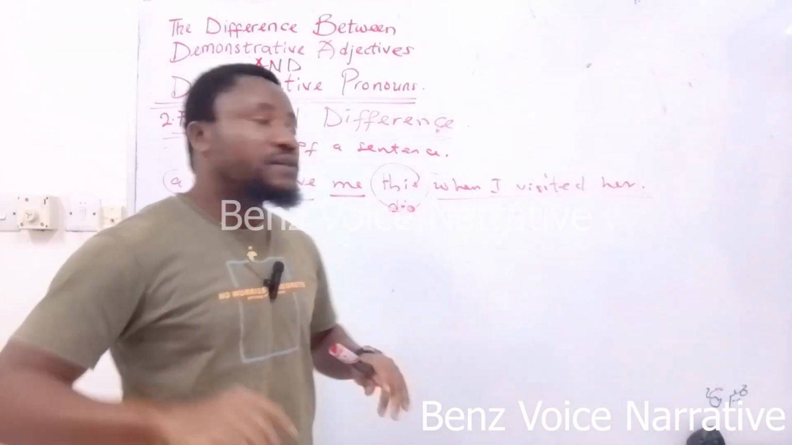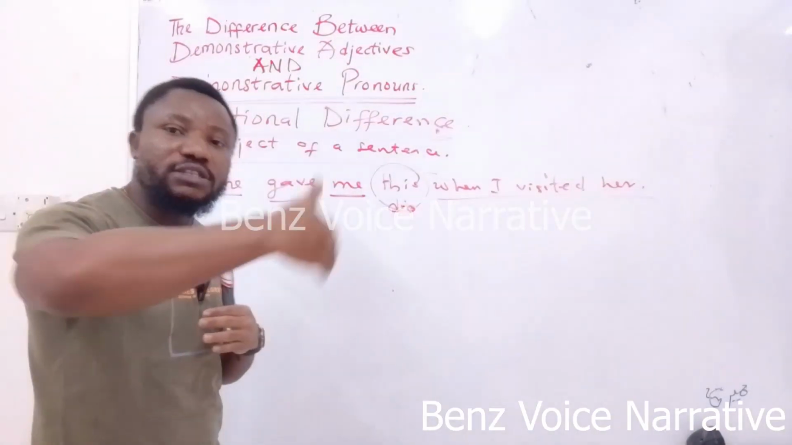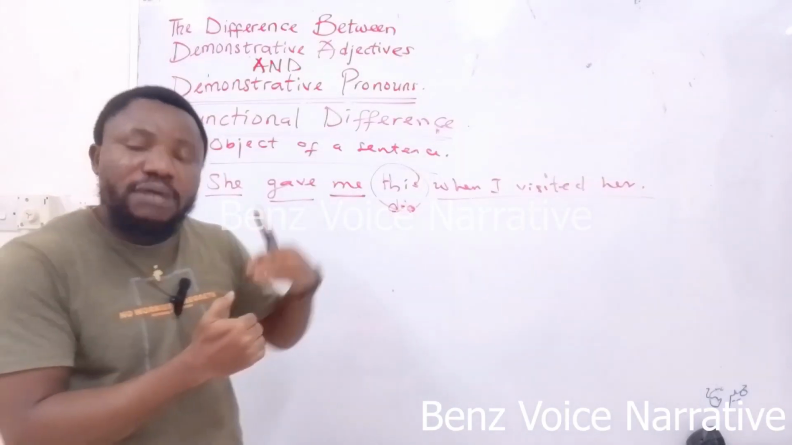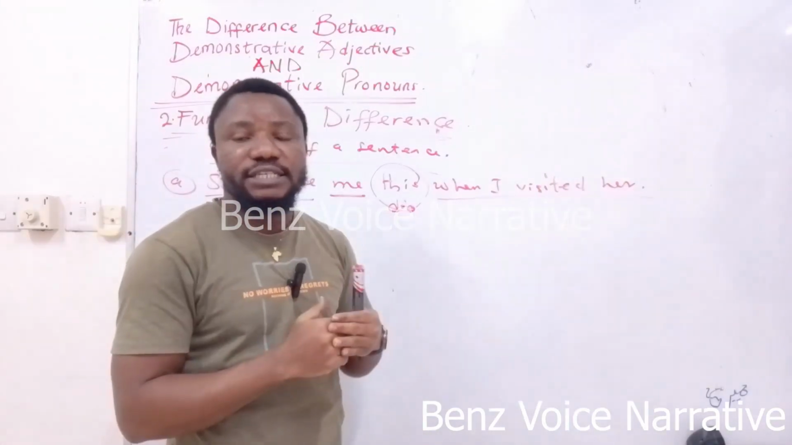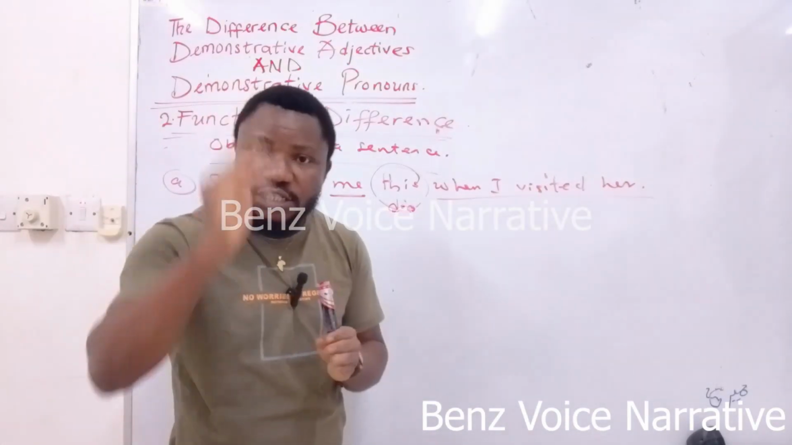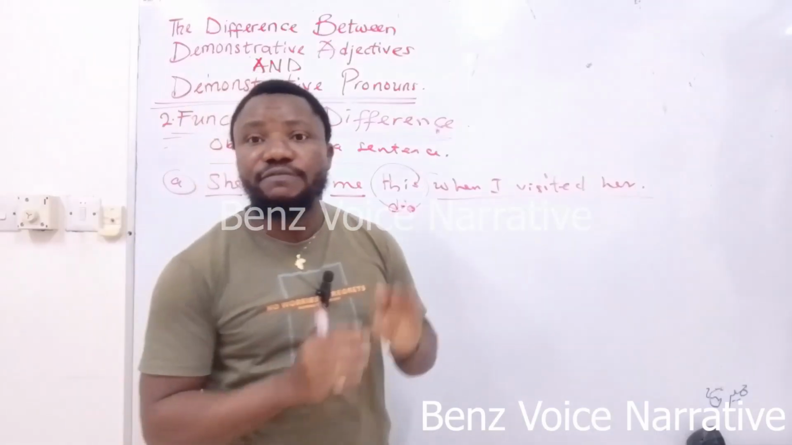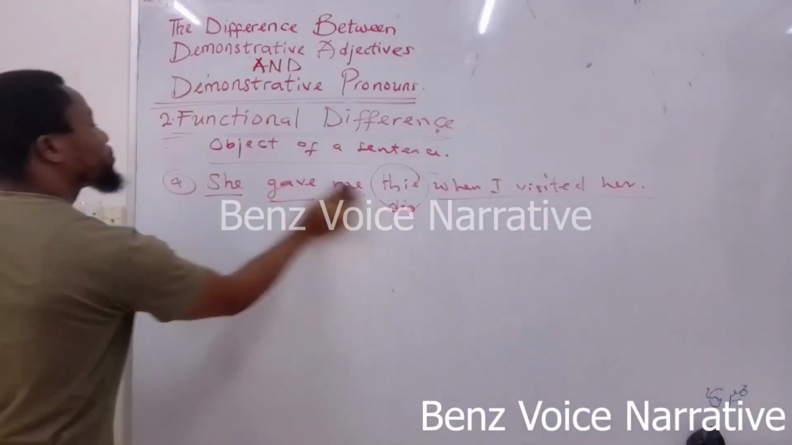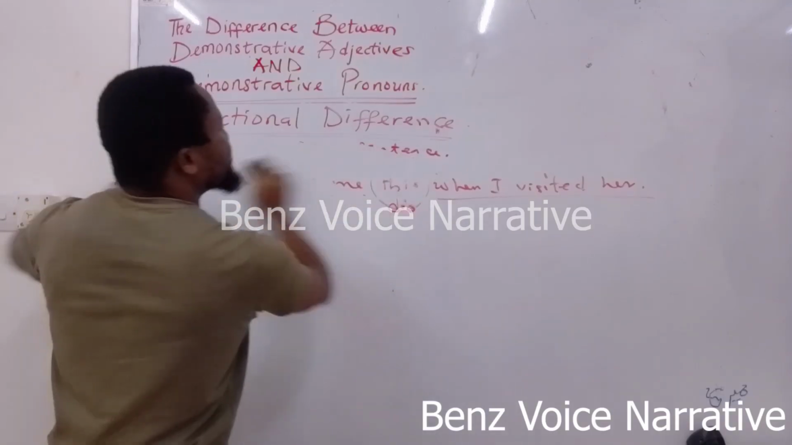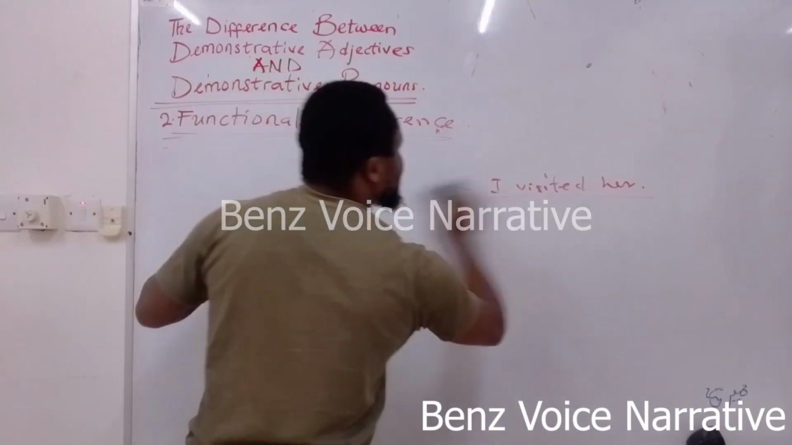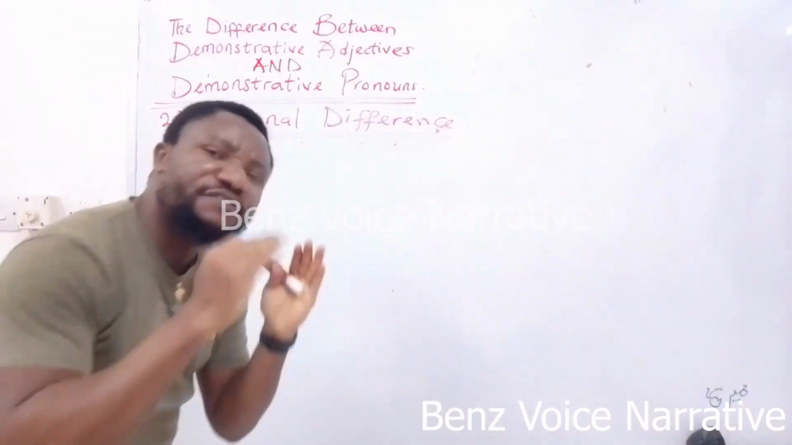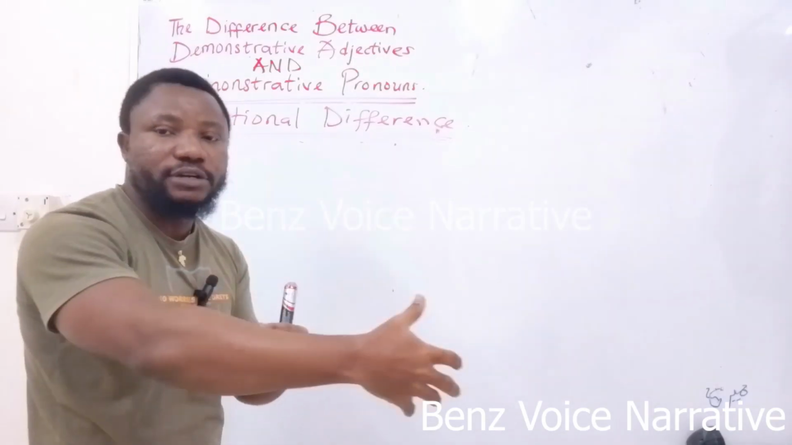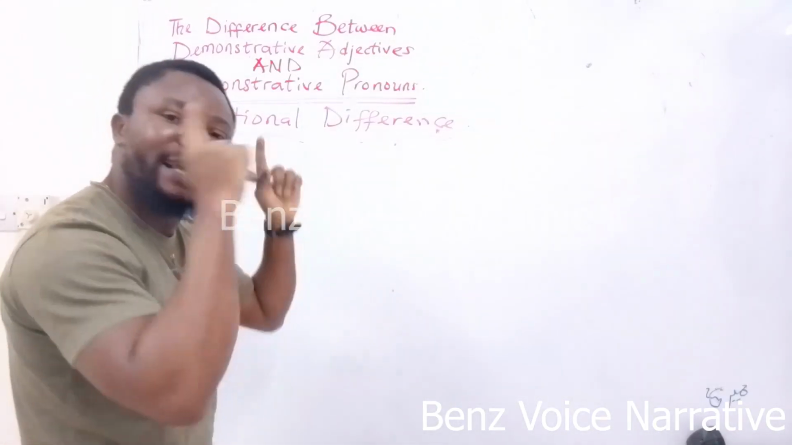Demonstrative adjectives can never function as the object of a sentence. Demonstrative adjectives can never function as the subject of a sentence. Rather, they can only modify the subject of a sentence. Whereas demonstrative pronouns can function as the subject, and can function alone as the object of a sentence. So let's go to another functional difference between demonstrative adjectives and demonstrative pronouns. Remember, the demonstrative adjective only functions as the modifier, the describer, the qualifier of a noun.